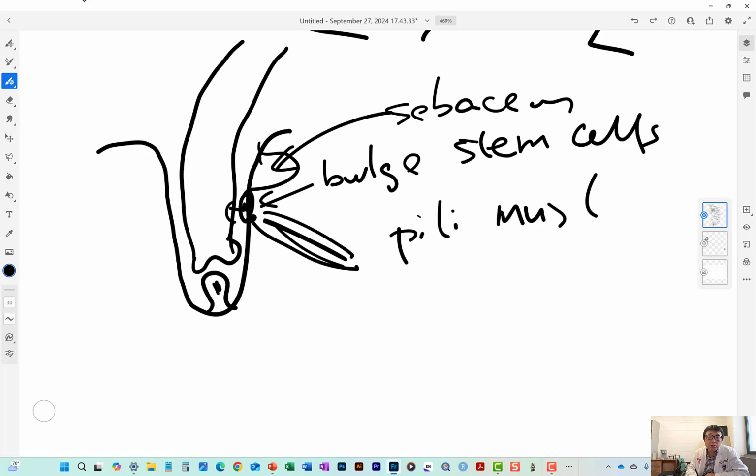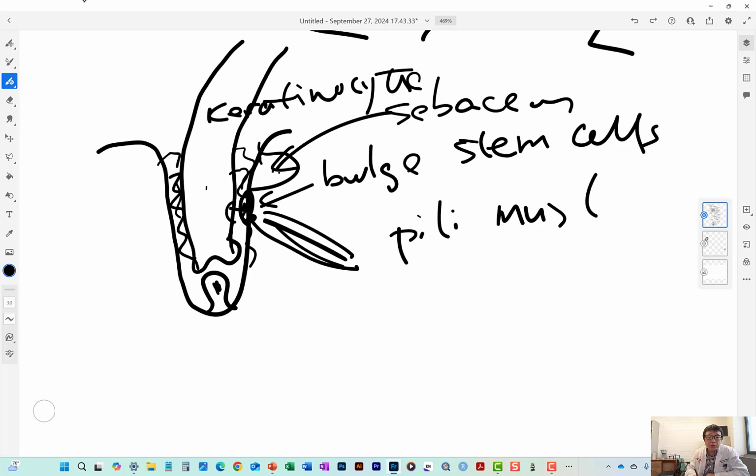And also, they can make all the cells, including even the sebaceous gland cells and everything. This is called sheaths. The root sheaths of the hair are also made of cells produced by the bulge stem cells. And then, what is really the hair? The hair is actually made of keratinocytes. It's not only keratinocytes, but also keratinized keratinocytes, which means dead cells.